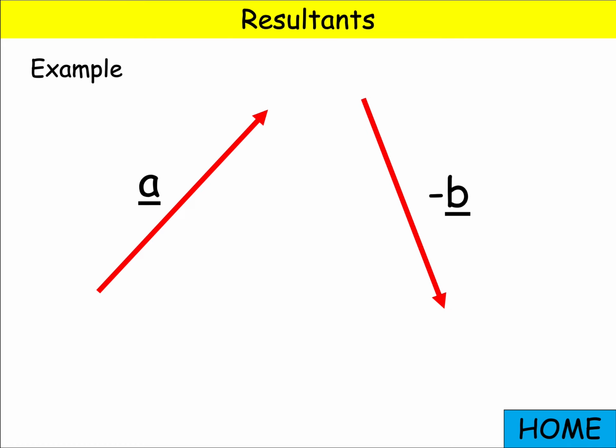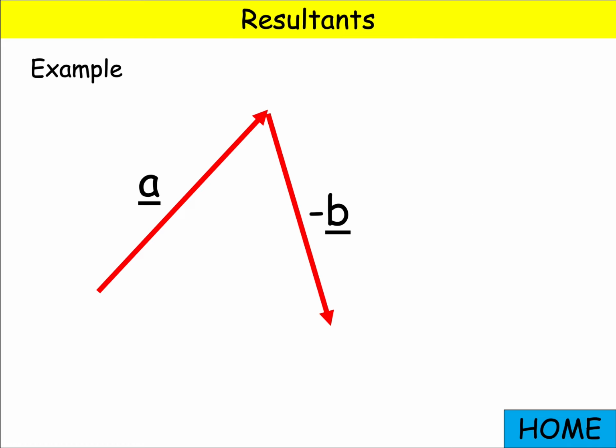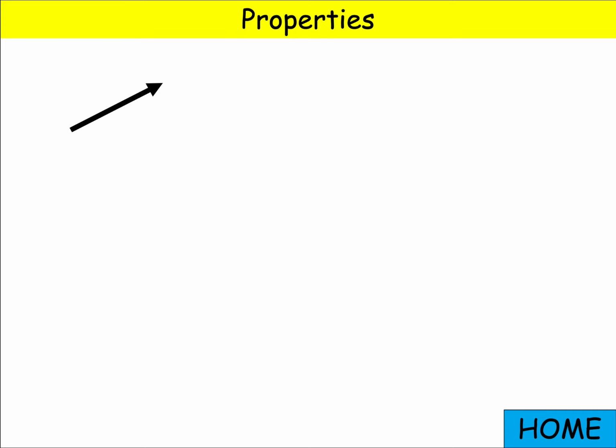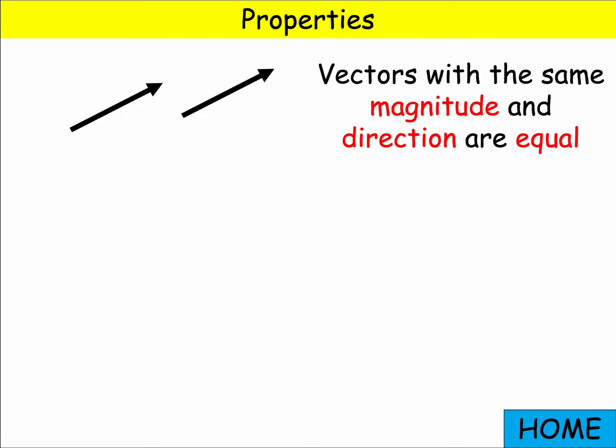Another example, a minus b. Again, the resultant vector is the broken line. In this case, c is equal to going along a, and then along minus b.